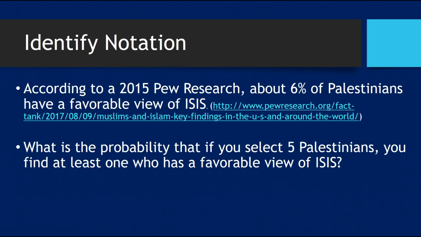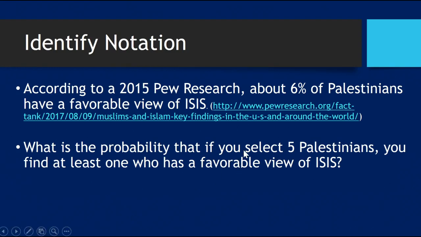Now this was something we saw also in earlier chapters. We had this, according to 2015 Pew Research, about 6% of Palestinians have a favorable view of ISIS. And we said, well, what is the probability that if you select 5 Palestinians, you find at least one who has a favorable view of ISIS? Now, recall what we said about this. This was way back in the independent multiplication section. We said, well, that 6% stays constant the whole time.